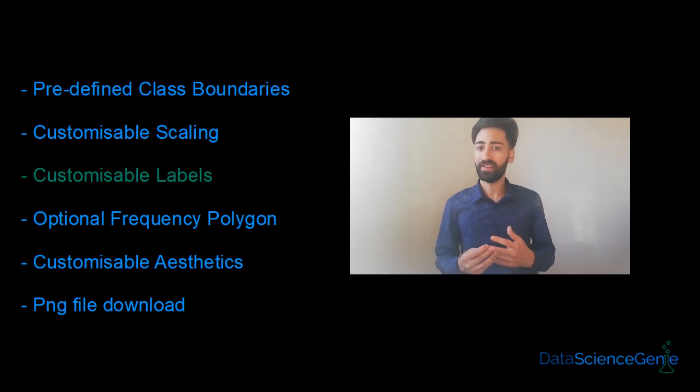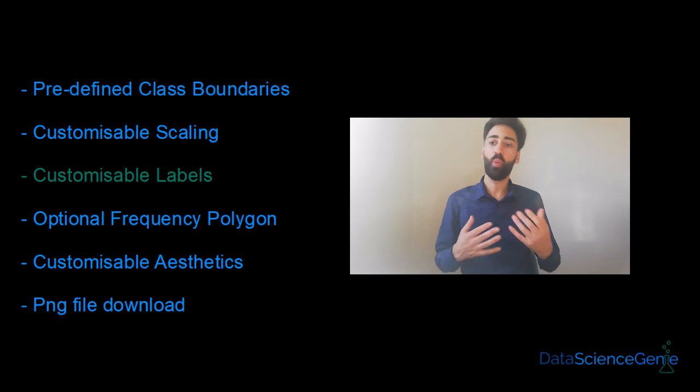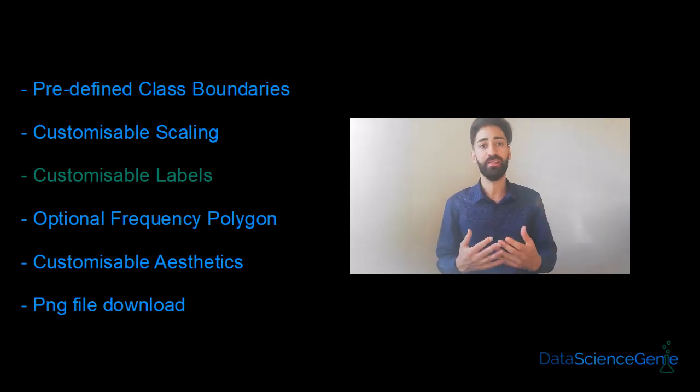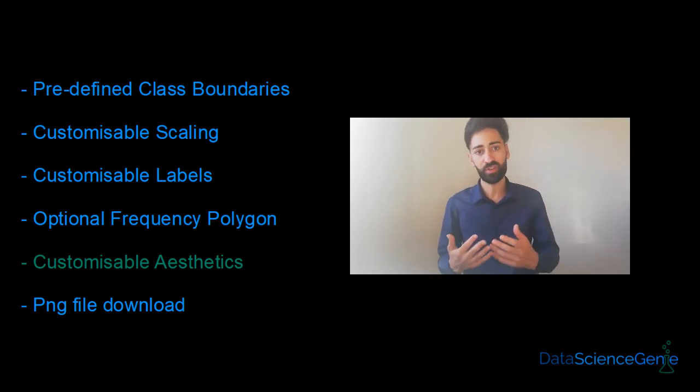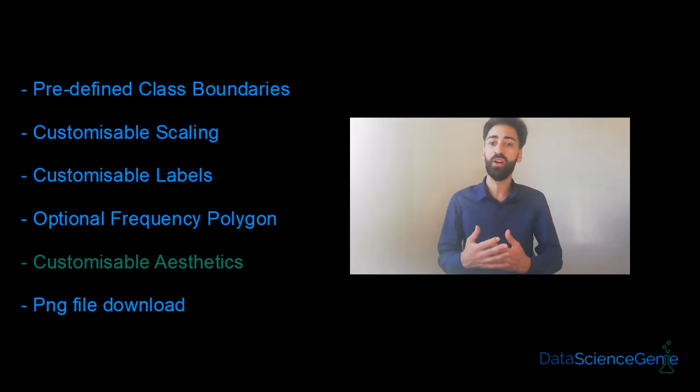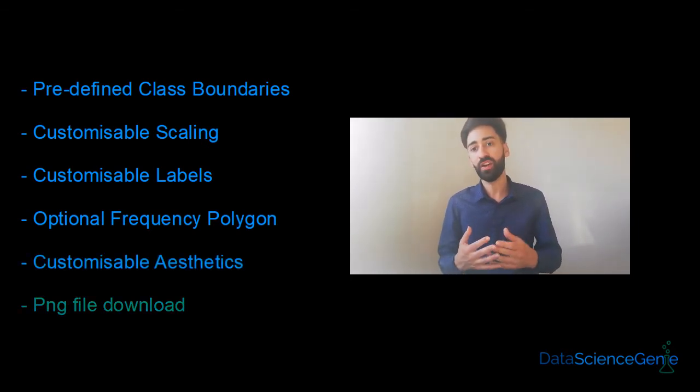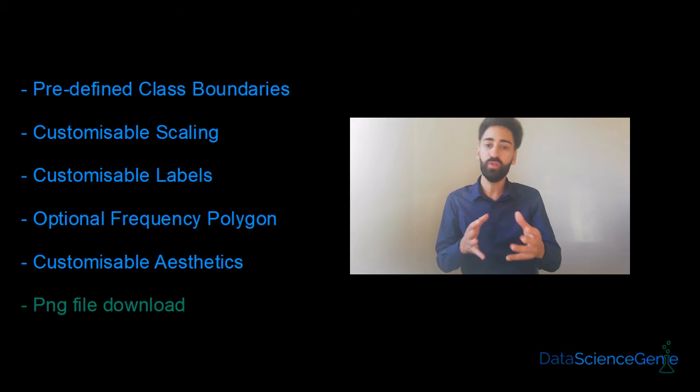One can also customize the labels, that is, add a customized x-axis label, y-axis label, and also a title for the histogram. It is also possible to add a frequency polygon over the histogram. One can also change the color of the grid, the color of the histogram bars, and also the color of the frequency polygon. Finally, the histogram is available for download directly to your device as a PNG file.